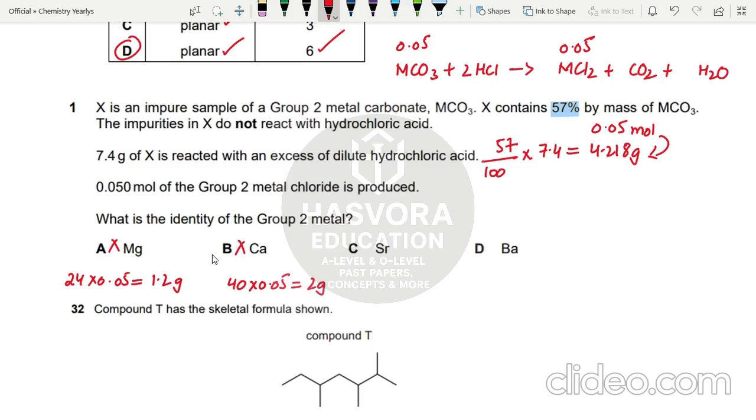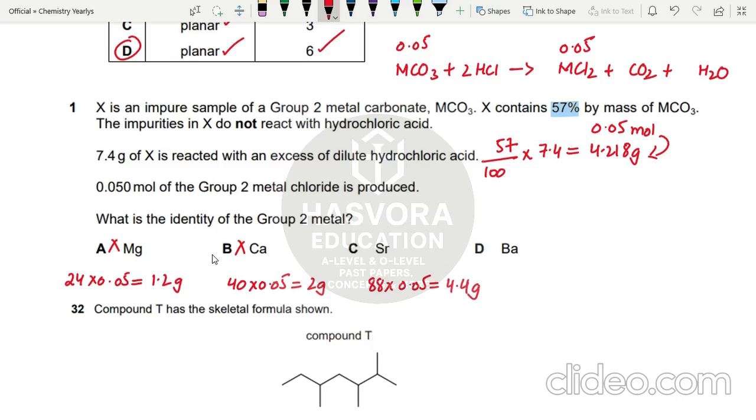Let's check for the strontium. First of all, let me check the mass of the strontium. The mass of the strontium is 88. So 88 into 0.05 comes out to be 4.4 grams. So this actually seems to be correct and close to it.